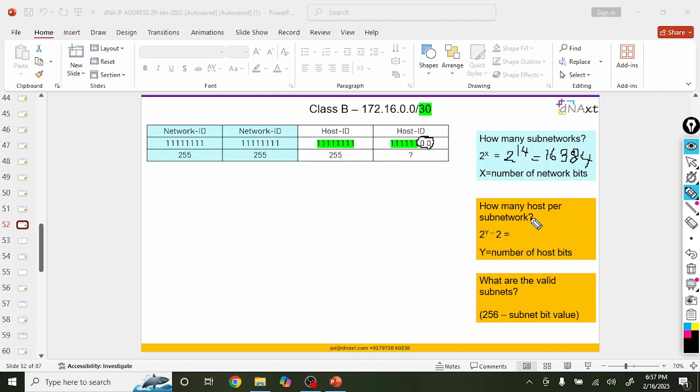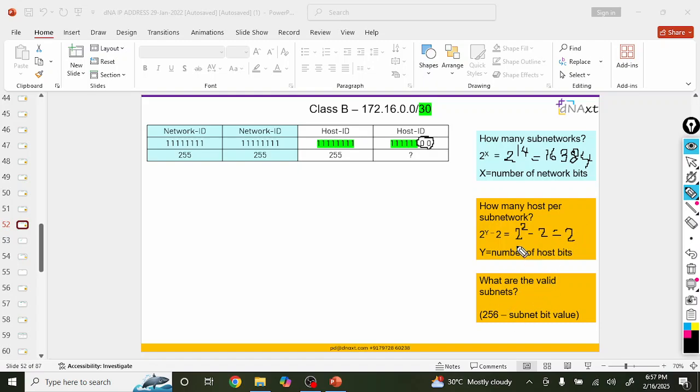How many hosts per subnetwork? Only 2 bits we have, so 2 to the power 2 minus 2. So 2 to the power 2 is 4, 4 minus 2 is 2. So actually 4 IP addresses we will get in each subnetwork, but since one is network ID and another is broadcast ID, only 2 valid host IP addresses we will get in each subnetwork.